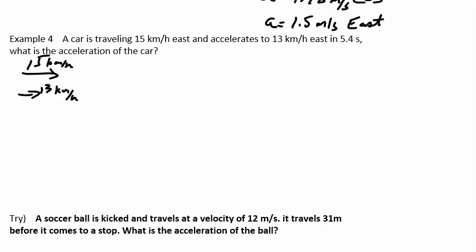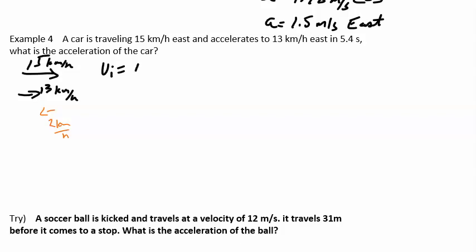Now, because it was going east and now going a little bit less east, the change in velocity is actually 2 kilometers per hour in a westerly direction. And so we should see an answer that is negative in the end. The second little twist here is the kilometers per hour. We're going to need to change these into meters per second, mostly because we have our time in seconds, and we don't want to mix hours and seconds together.